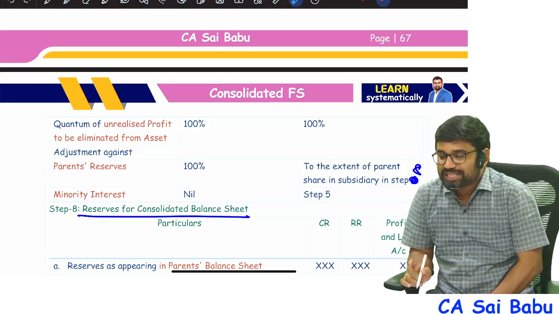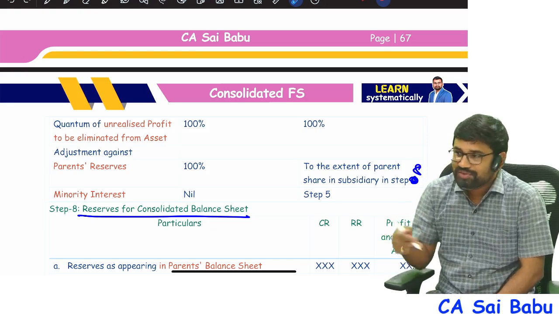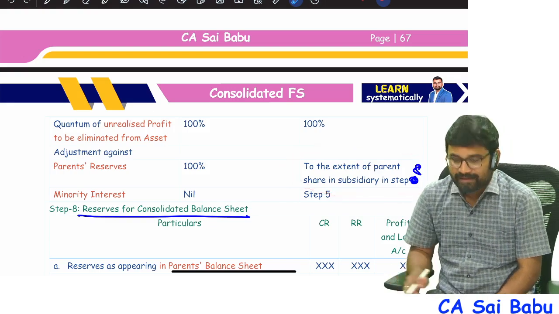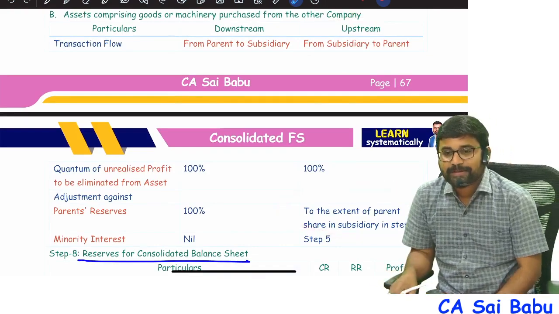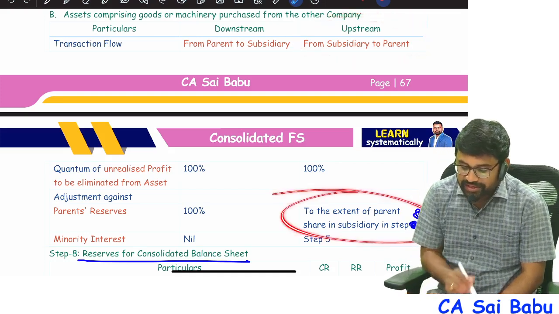In consolidated reserves, basically first we start with parent company reserves. To that parent company reserves, we will adjust. Why will we adjust? Tell me. In this case, upstream transaction, why are parent company reserves adjusted? In case of upstream transaction, why are parent company reserves adjusted?